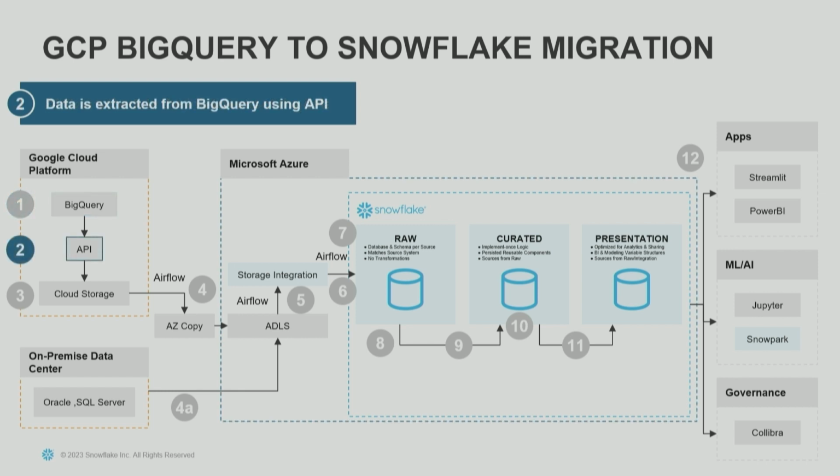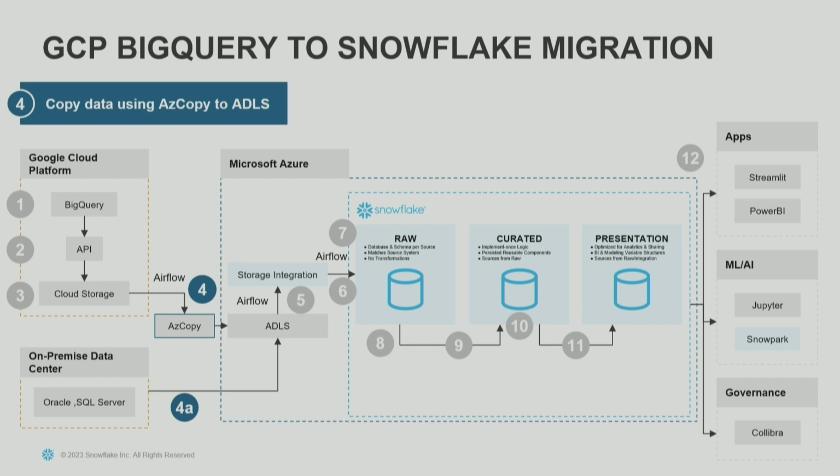Right, so your data is scheduled to extract out of BigQuery using Airflow. Then you are going to extract data using API here. In the API, there are some BigQuery commands like BQ. You can use BQ to extract the data, table level data, right? Then the data lands in the Google Cloud Storage. From there, you can use AZ copy to copy the data into Azure Data Lake.